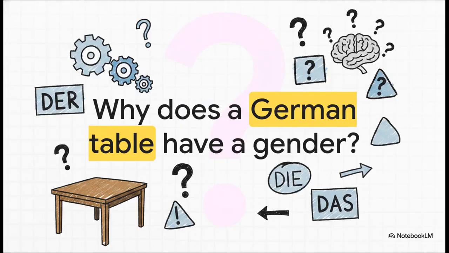Okay, let's just acknowledge the giant elephant in the room right off the bat. The absolute, massive frustration every single beginner feels. You look at an everyday object, like, say, the table you eat at, and you find out that in German it has a grammatical gender. It's masculine. And instantly, the very first question that pops into your head is, why? Why does a German table have a gender? Why on earth does a literal piece of wood have a gender? It's confusing, it feels totally overwhelming, and hey, it is completely normal to feel that way.